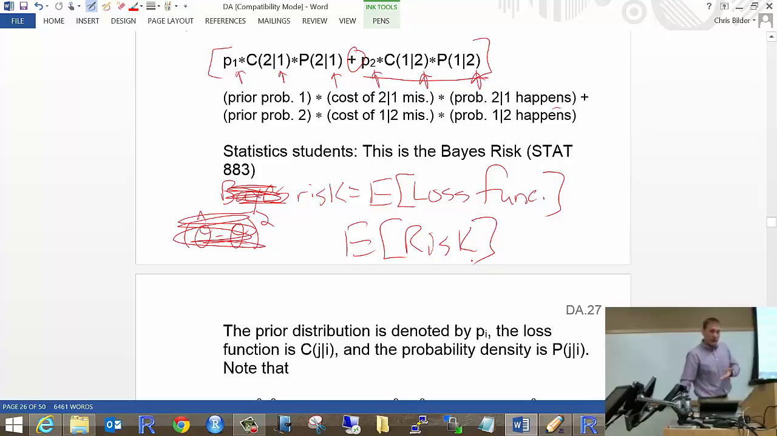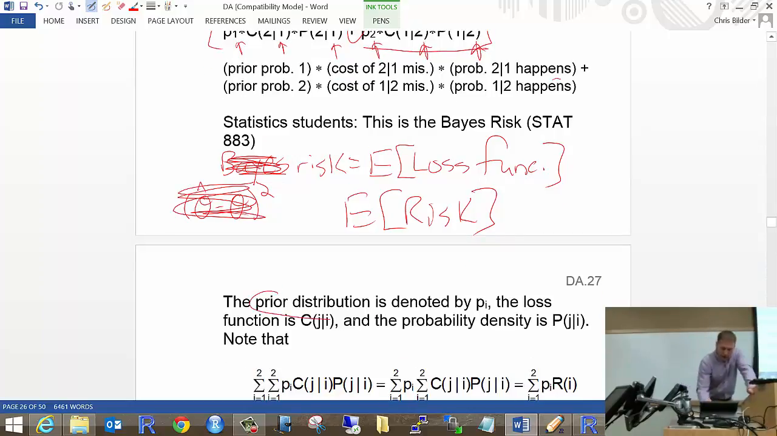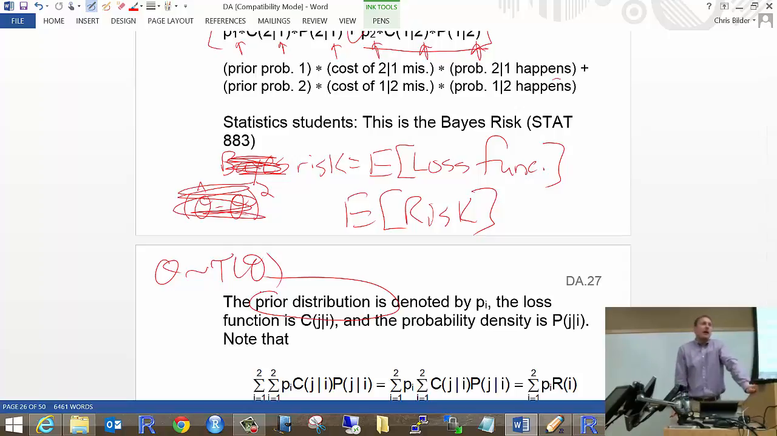In the context of Bayes risk, your prior distribution, typically you say theta is distributed tau of theta in a Bayes situation. In our case, your prior distribution is simply P sub I, the prior probability of being from population 1 or from population number 2. The loss function is your penalty for getting something incorrect, essentially our cost function here, where we would give it a numerical value in our more simple setting. And then a probability density in a Bayes situation, say you have f of x given theta, is this conditional probability, the probability j given I.